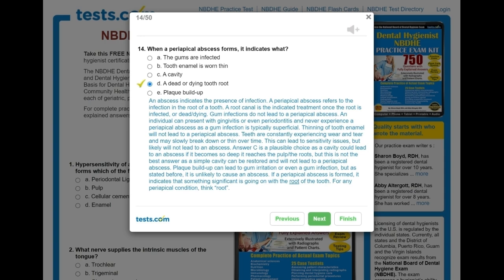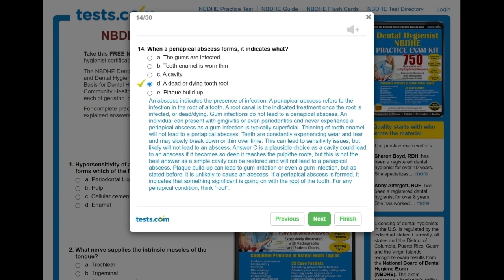An abscess indicates the presence of infection. A periapical abscess refers to the infection in the root of a tooth. A root canal is the indicated treatment once the root is infected or dead, dying. Gum infections do not lead to a periapical abscess. An individual can present with gingivitis or even periodontitis and never experience a periapical abscess, as a gum infection is typically superficial. Thinning of tooth enamel will not lead to a periapical abscess.